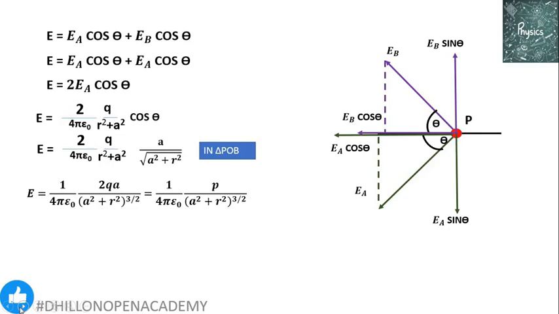q into 2a is the dipole moment. So the final equation becomes 1 over 4 pi epsilon naught P over A square plus R square raised to power 3 by 2, which is opposite to the dipole moment vector. So this is the difference, that the direction in the equatorial case is opposite to the direction of the dipole moment vector, that is from positive to negative charge, while in the axial case it was from negative to the positive charge.